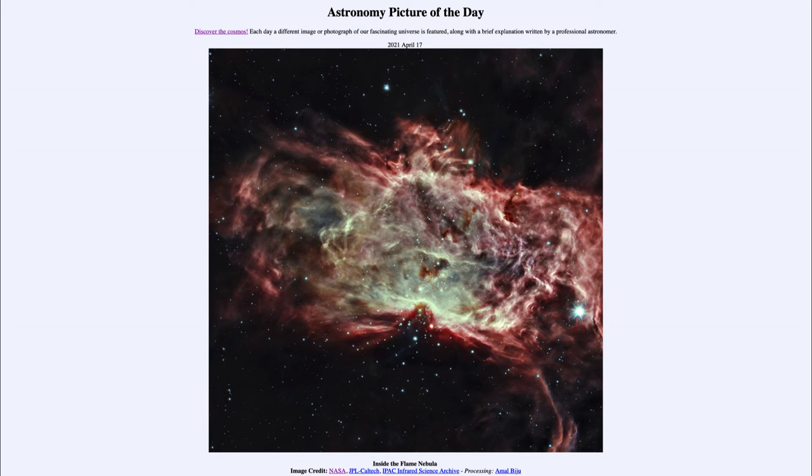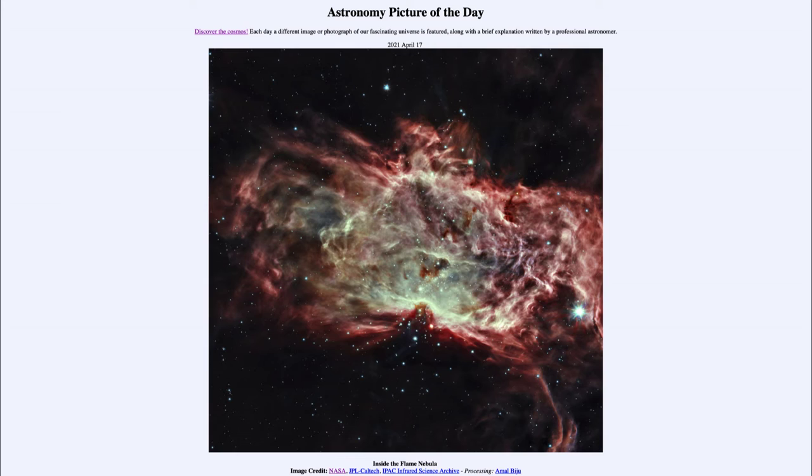One of the things that I like to do in each of my introductory astronomy classes is to begin the class with the astronomy picture of the day from the NASA website, that is apod.nasa.gov/apod. And today's picture for April the 17th of 2021, well, it is titled Inside the Flame Nebula.